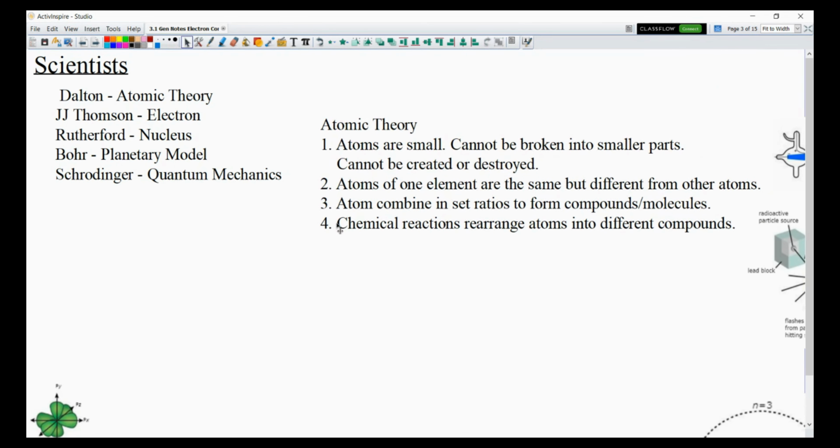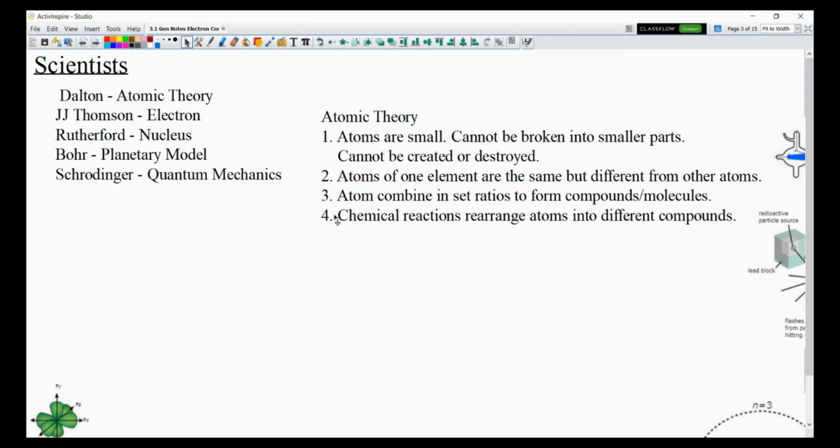Okay, so first of all, we have Dalton's atomic theory. And Dalton's atomic theory said 4 things. And Dalton came up with this way back in the early 1800s. So the first statement of his atomic theory says atoms are very, very small, and they can't be broken down into smaller parts. So if you keep dividing and dividing and dividing matter, the smallest part that you're going to get is called the atom. It can't be broken down any more than that. And atoms cannot be created or destroyed.